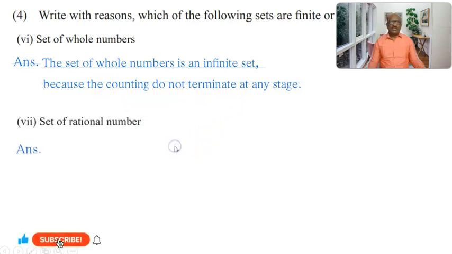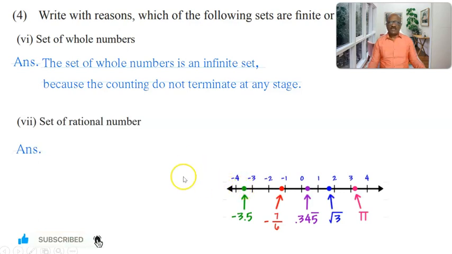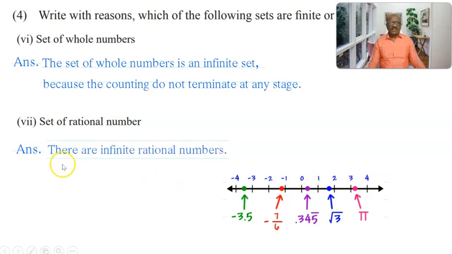Set of rational numbers. Okay, again it is an infinite set. To the right hand side, to the left hand side, there are infinitely many rational numbers. This is an infinite set of rational numbers.